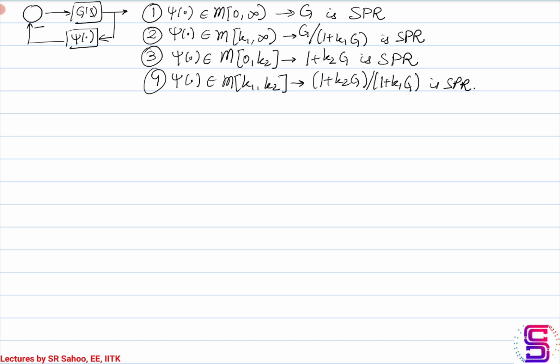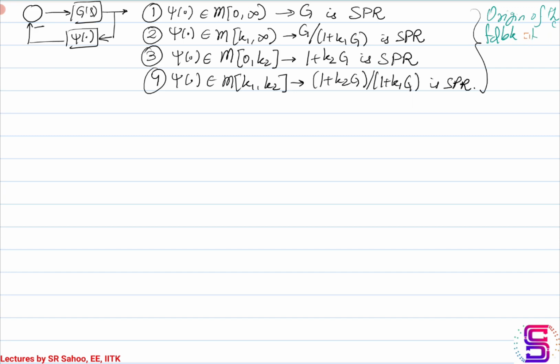Why do we ensure this? So that the origin of the feedback interconnection is globally exponentially stable. This is just the condition that we have got.